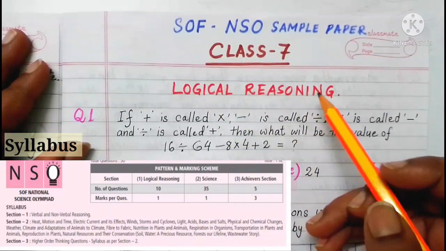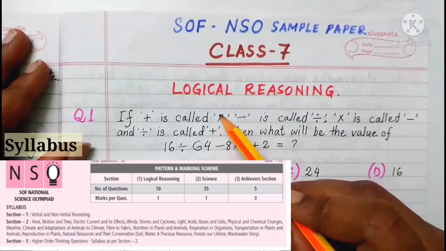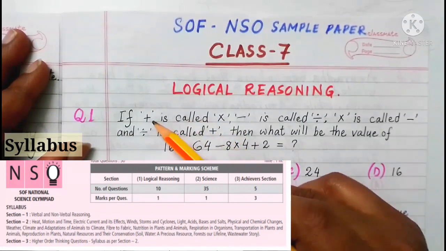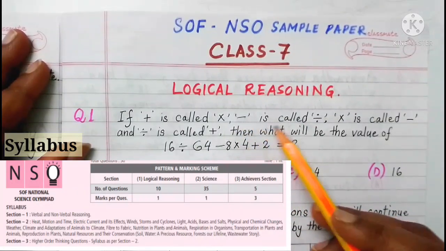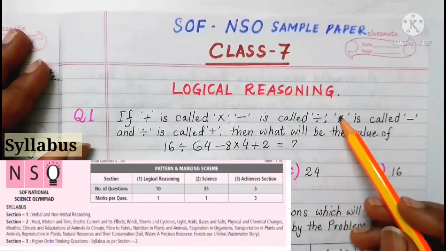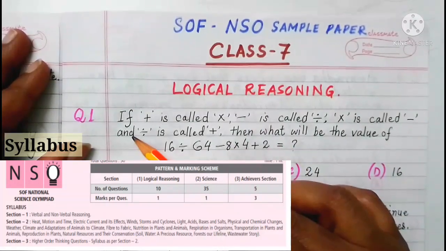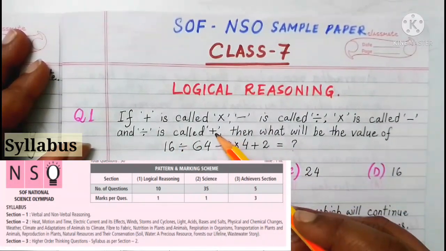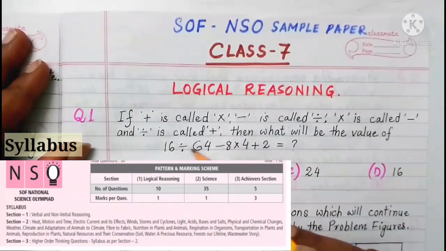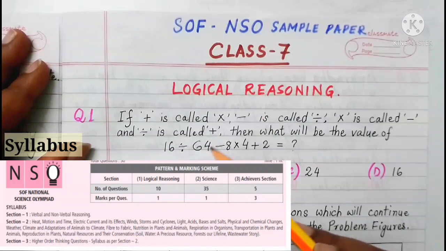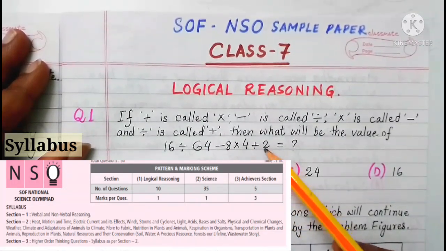Logical reasoning. And the question is, if plus is called multiplication, or addition is called multiplication, subtraction is called division, multiplication is called subtraction, division is called addition, then what will be the value of 16 divided 64 minus 8 into 4 plus 2.